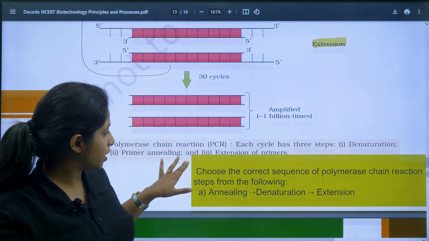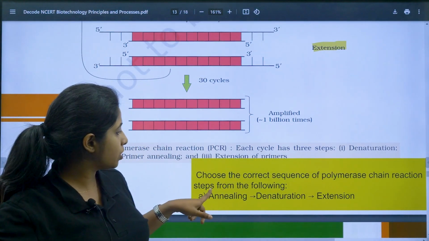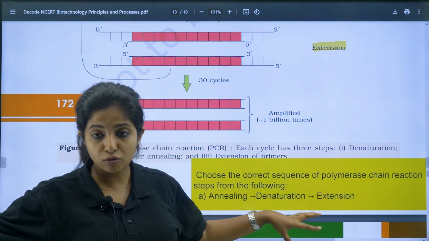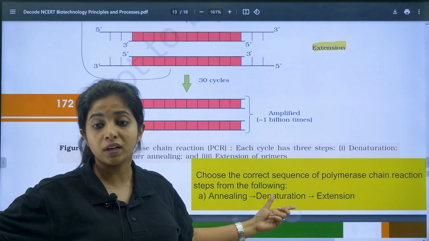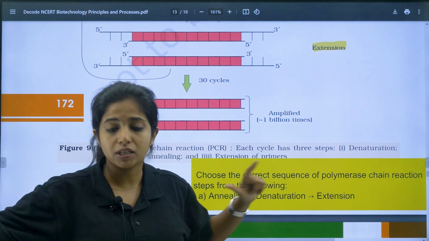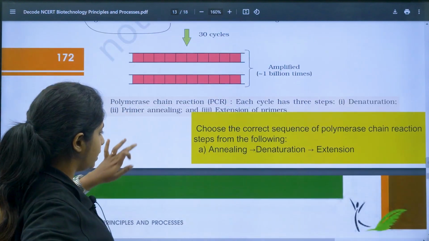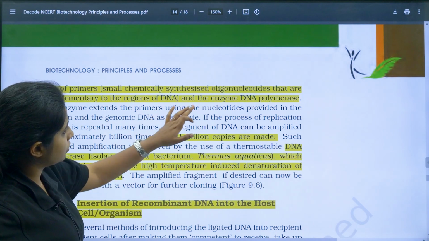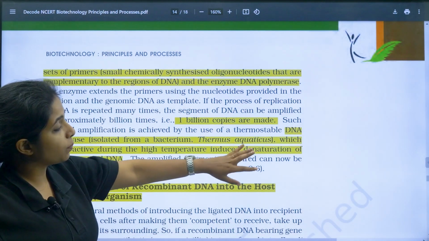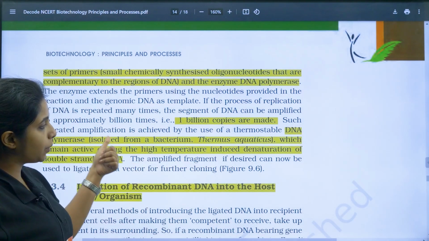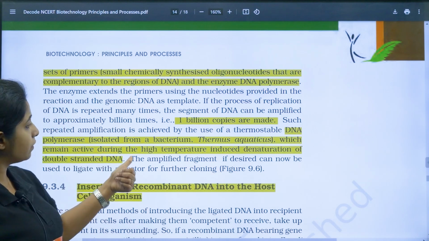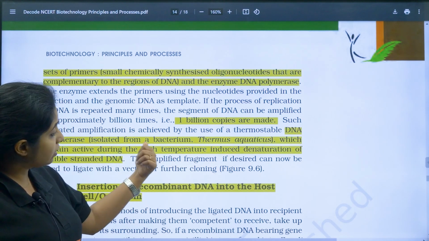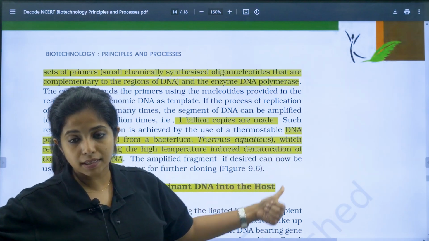Okay, please remember that. So, choose the correct sequence of polymerase chain reaction steps from the following: annealing, denaturation, extension. These types of questions come, so you should know denaturation is the first one, then comes annealing, and then comes extension. Okay, now going ahead, over here sets of primers are synthesized, and 1 billion copies can be made, my dear children. DNA polymerases which remain active during the high temperature induce denaturation of double stranded DNA. Listen to me, it is isolated from the bacterium Thermus aquaticus as mentioned.